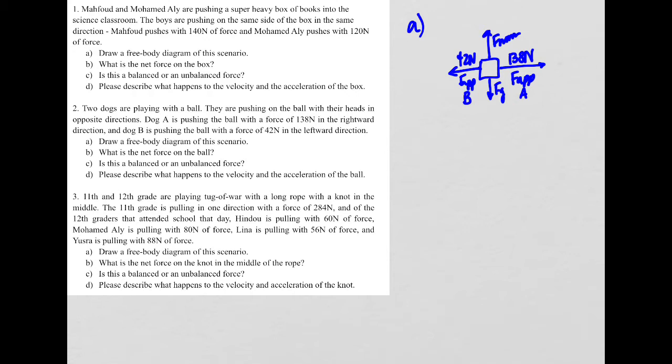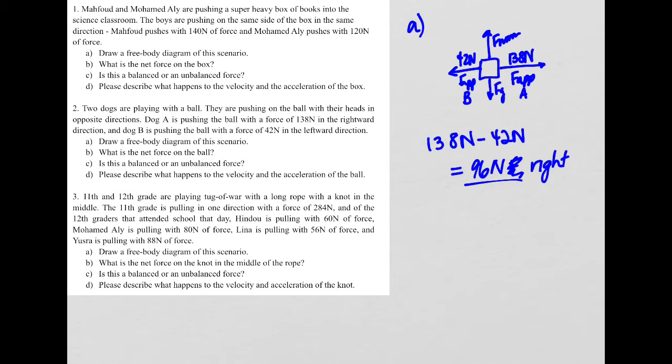What is the net force on the box? Well, to find that, we're going to have to take 138 newtons and subtract 42 newtons, and that will give us 96 newtons of force rightward, or just to the right. Letter C says, is this a balanced or unbalanced force? Well, this is unbalanced, right? This is 96 newtons. I don't know why I wrote F here, sorry. Newtons to the right, so this would be unbalanced. The ball is moving.